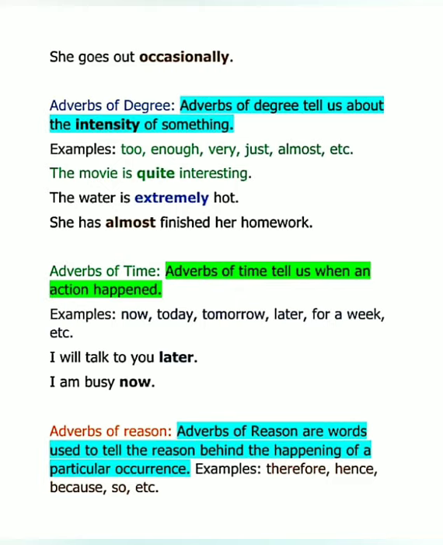The water is extremely hot. So, here the word extremely shows how much. How much is the water hot? Extremely. So, here extremely is an adverb of degree. She has almost finished her homework. Now, almost. She has finished, but how much has she finished? Almost. So, the word almost is an example of adverbs of degree.